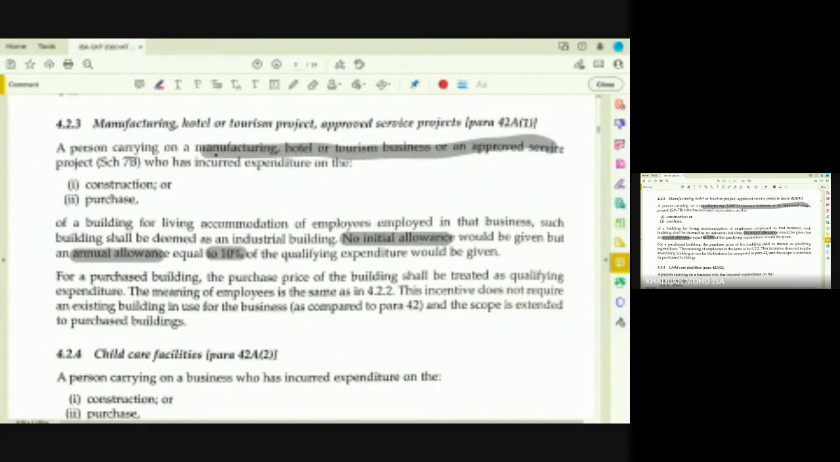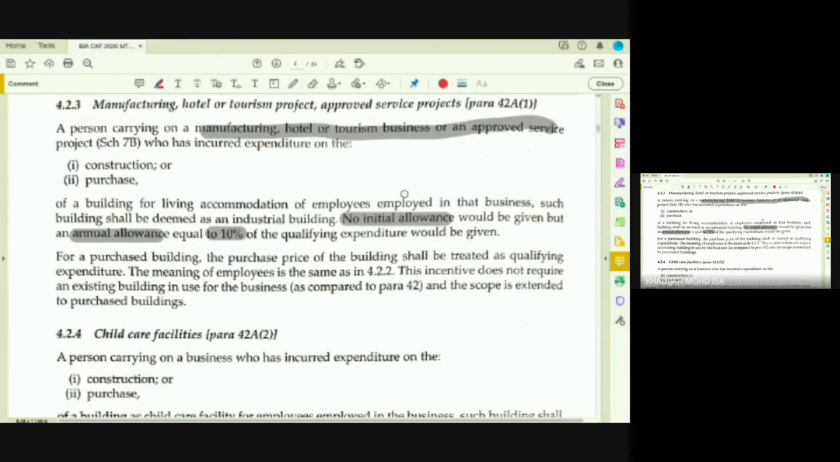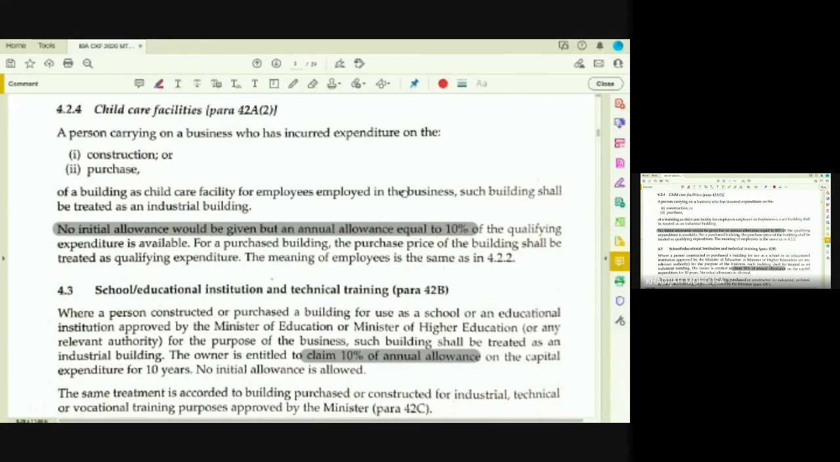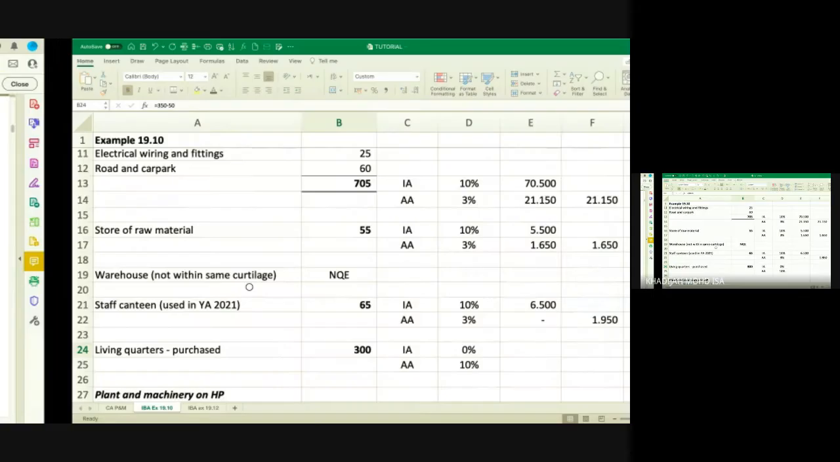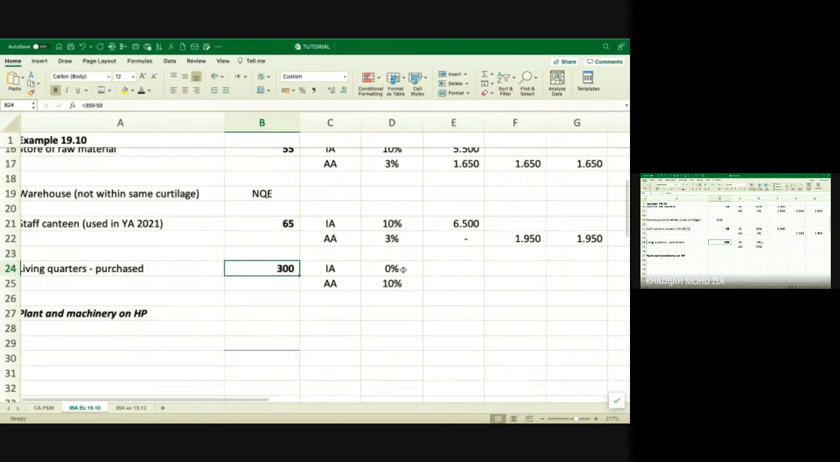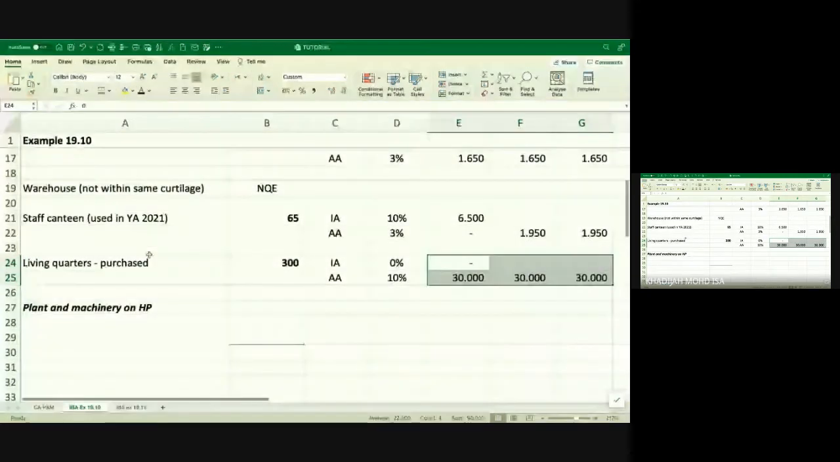Where does it fall? Oh, this is manufacturing. Sorry. A person who carries on manufacturing, if he purchases, then there is no initial allowance and the annual allowance is 10%. So that's why in my computation you only have initial allowance of 0% and annual allowance of 10%. You claim annual allowance only on the living quarters, the 10% being 30,000.